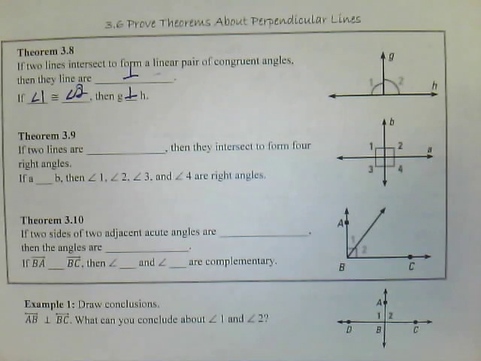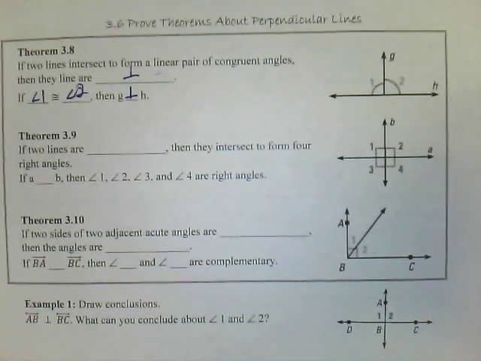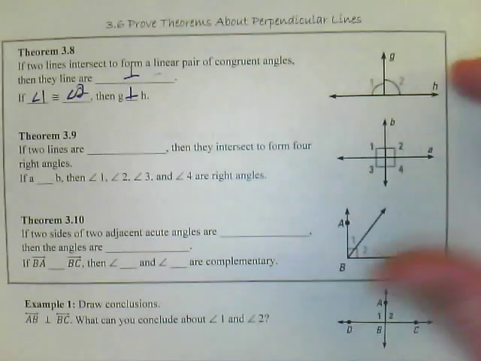So, obviously you could have a 100-degree angle and an 80-degree angle. That adds up to 180, but those are not the same angle. The only way that you can get them to add up to 180 and be the same is if they're both 90 degrees, if they're both right angles. That's what Theorem 3.8 says.